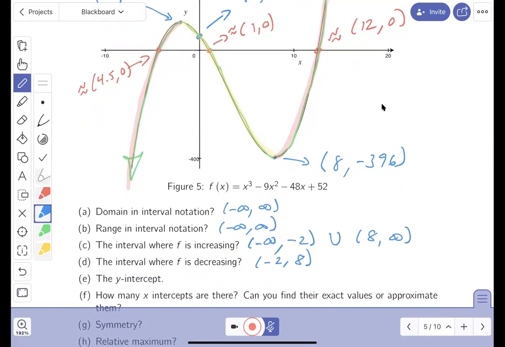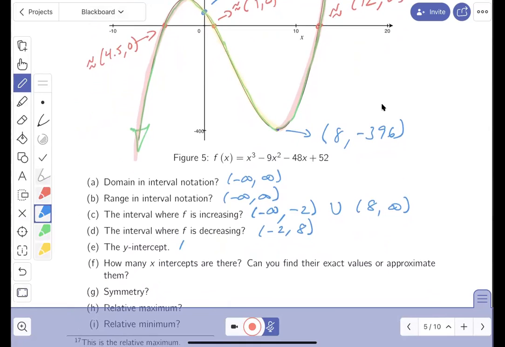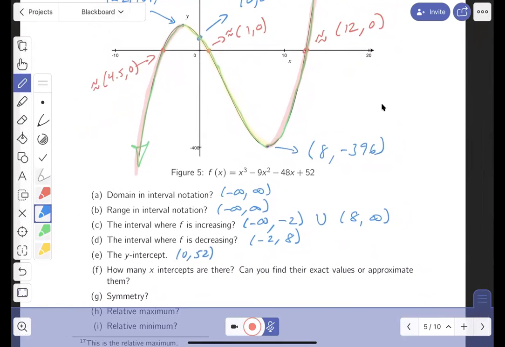Right? What's the y-intercept? Well, again, if you can't remember, look at it. It's pretty simple. It's 0, 52. The next thing is how many x-intercepts are there? Let's just talk about that. I'm going to look at it again. There's 1, 2, 3. So I'll write that down for you. There's 3 of them. And what are they?